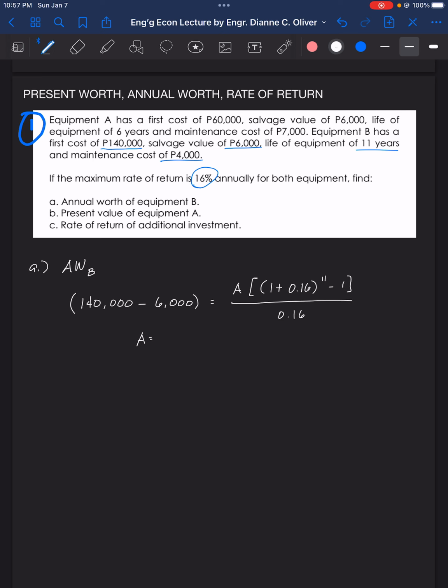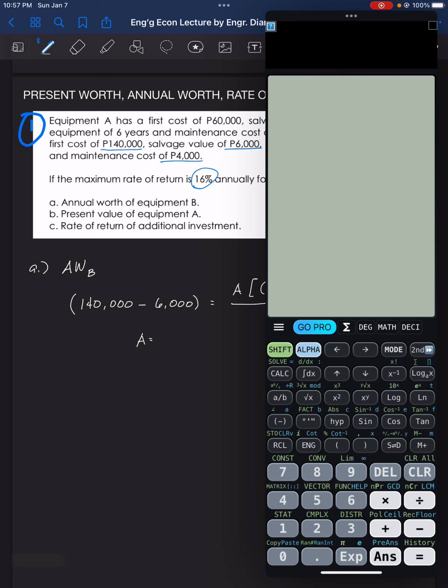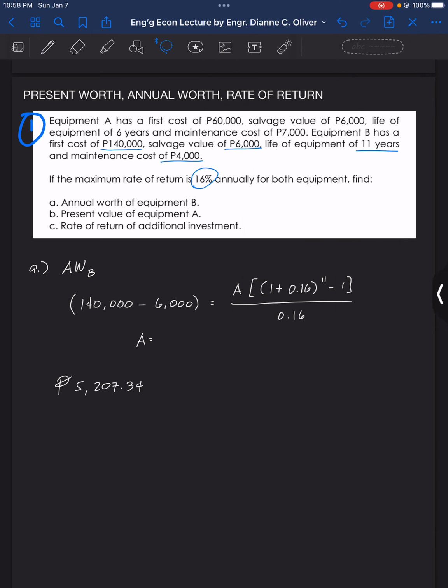So what's now the value of A? It will be 140,000 minus 6,000 times 0.16 over 1.16 raised to 11, minus 1. So that is 5,207.34 pesos.